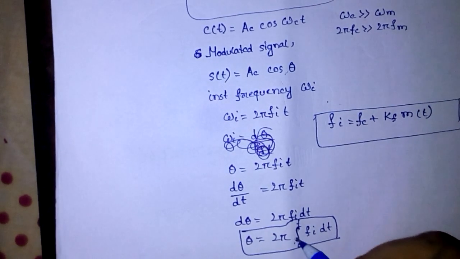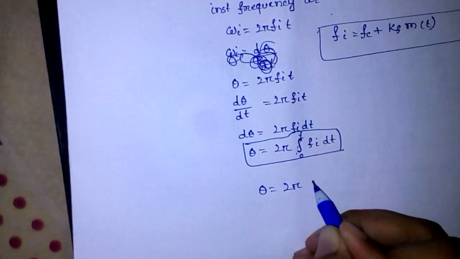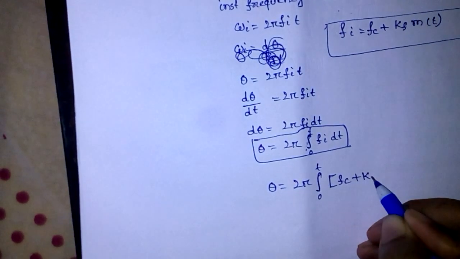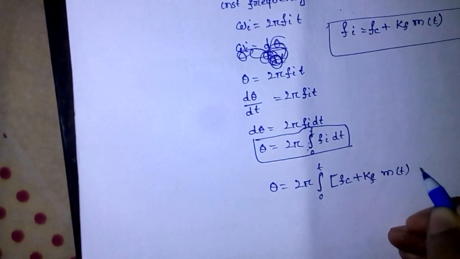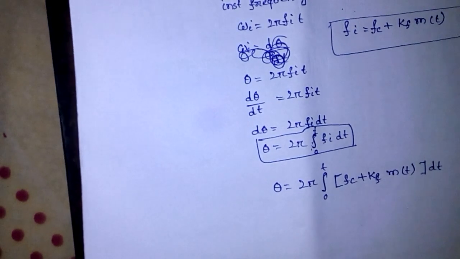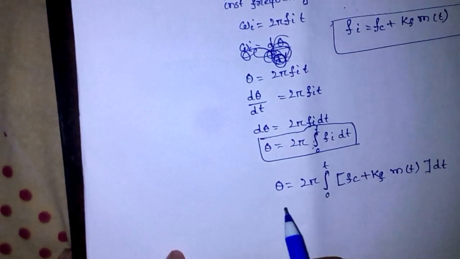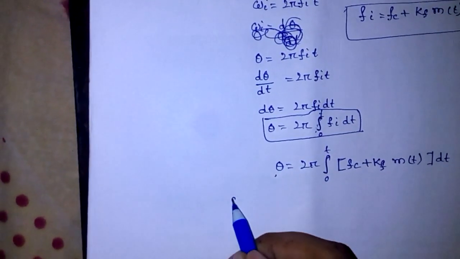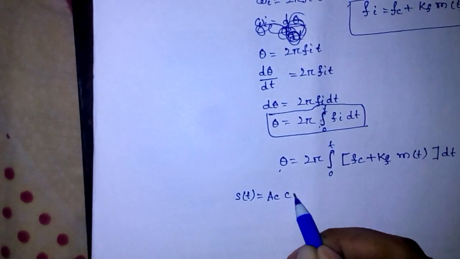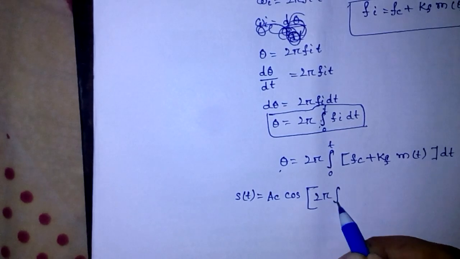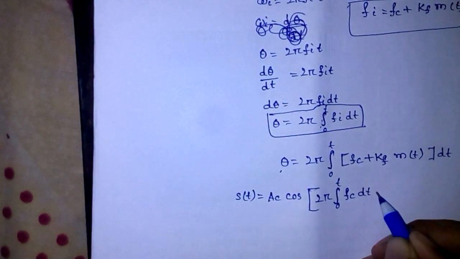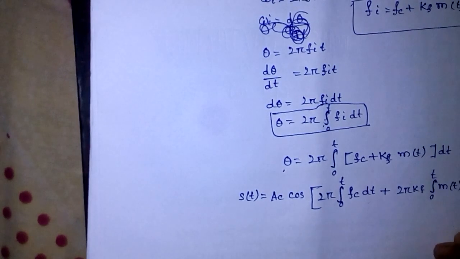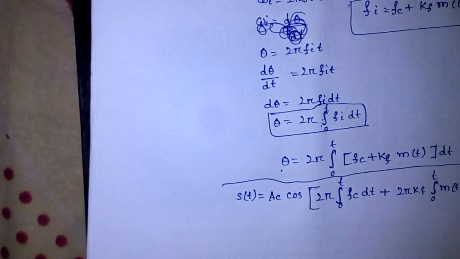Now if we put this equation here, I'm just putting the value of fi in this equation. You will get theta equals the integral of fc plus kf multiplied by m(t) dt. So this is the expression for theta. As we have said that s(t) was Ac cos theta, the final equation for the modulated wave will be s(t) equals Ac cosine of 2 pi integration from 0 to t of fc dt plus 2 pi kf integration from 0 to t of m(t) dt. I am just separating the terms. So this is the equation for the frequency modulated wave.